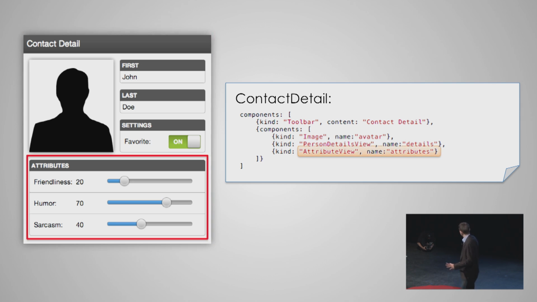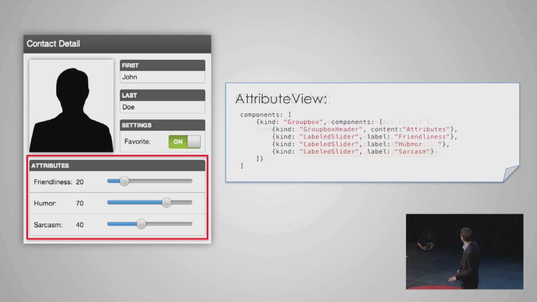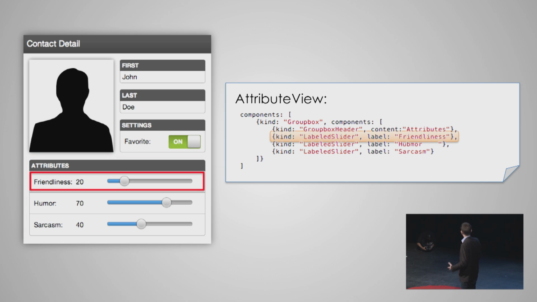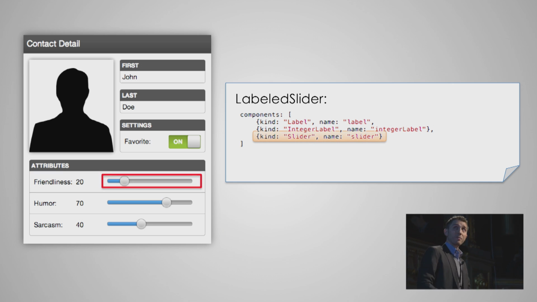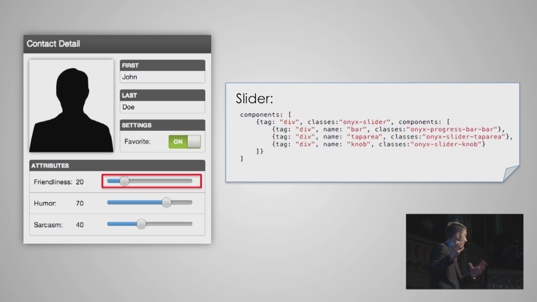So as we drill into these, we can now take a look at how the attribute view was constructed. And that was constructed out of a group box and some group box headers and labeled sliders. And then we can drill into the labeled slider and see that that was created out of labels and integer sliders. And it's only when we get all the way down to the slider kind that we're actually seeing the HTML. And so what this does is it allows us to very quickly create reusable components out of HTML, but then start working at higher levels of abstraction.